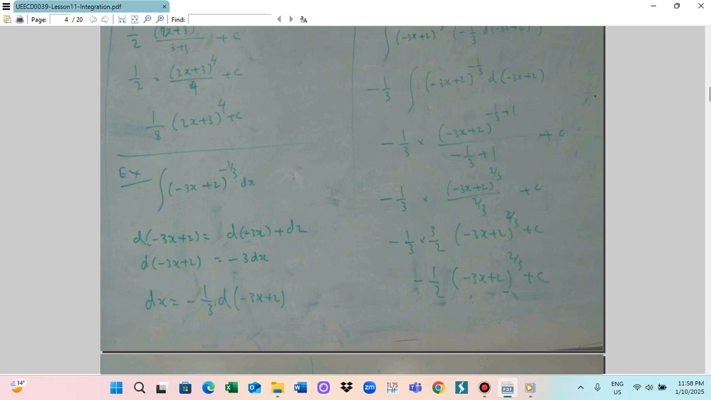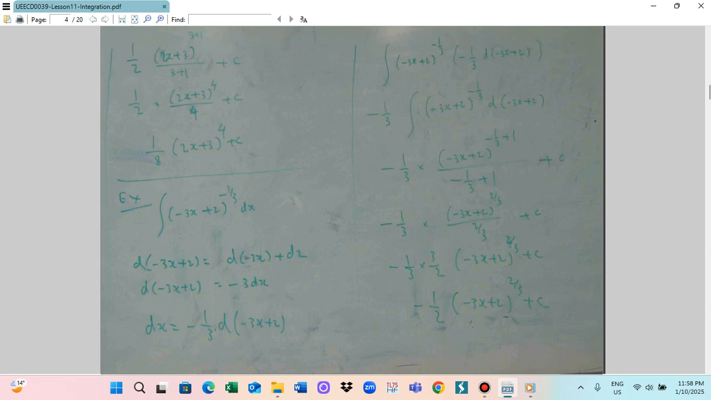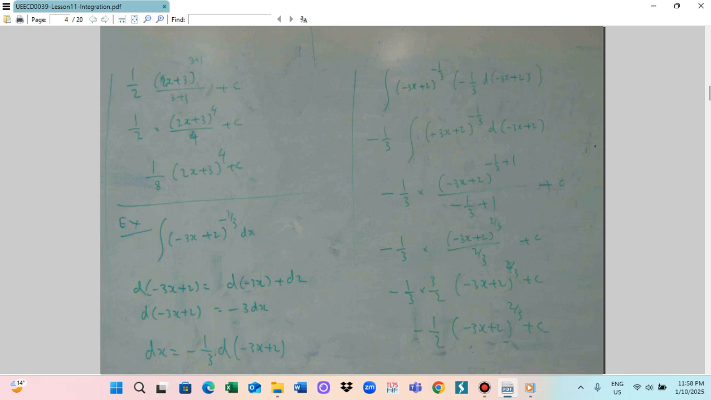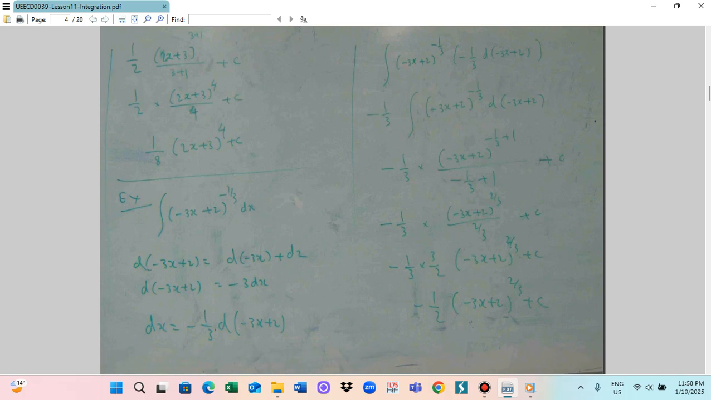So this dh you can now substitute here. So the integration of minus 3a plus 2 to the power minus 1/3, and then instead of dh you substitute minus 1/3 d of minus 3a plus 2. So this becomes minus 1/3 coming out, integration of minus 3a plus 2 to the power minus 1/3, and d of minus 3a plus 2.